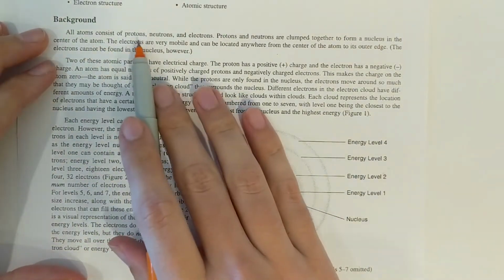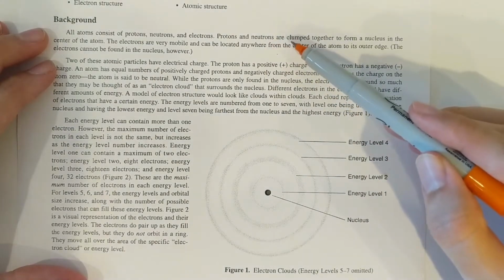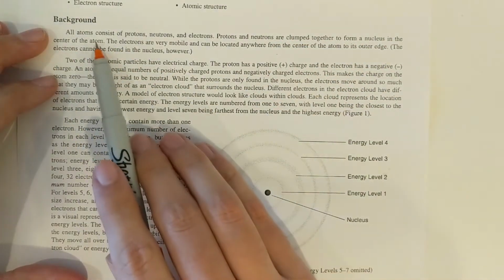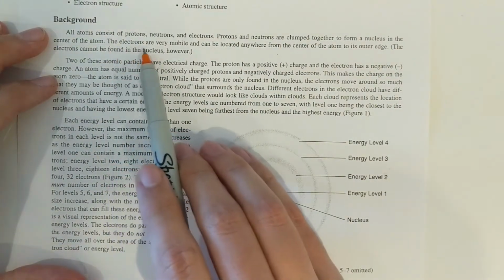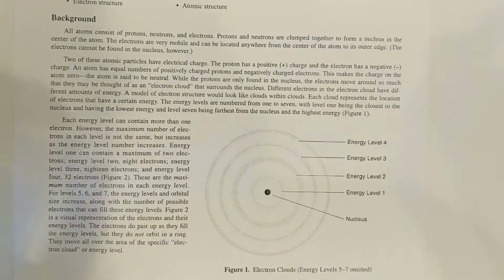All atoms consist of protons, neutrons, and electrons. Protons and neutrons are clumped together to form a nucleus in the center of the atom. The electrons are very mobile, and they can be located anywhere from the center of the atom to the outer edges of the atom. The electrons can't be in the nucleus, however.